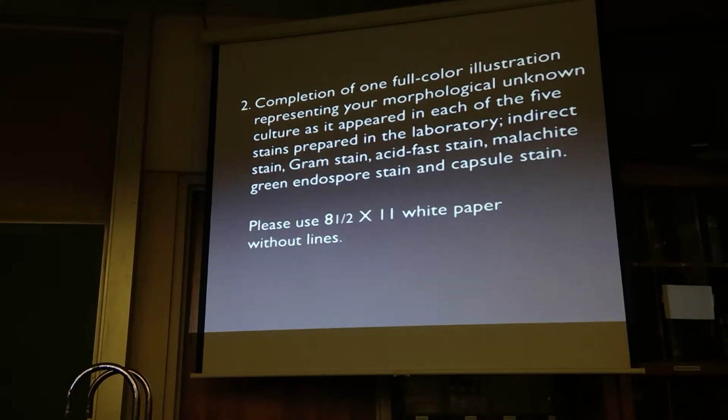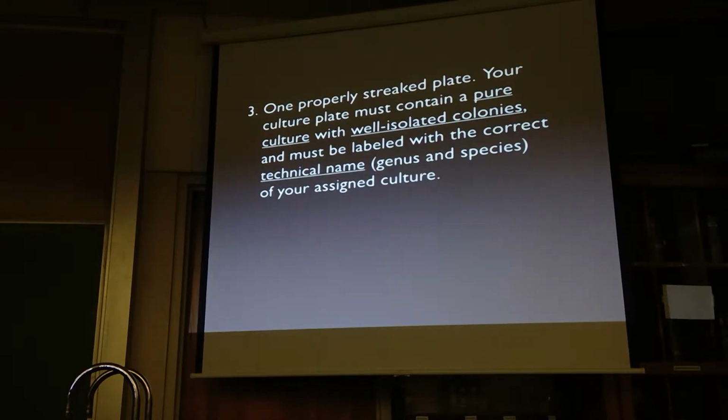Sometimes they make circles to put the images in. You don't have to. I've seen them not with circles. But you have to have all 5 images on one side, please. And you're going to turn in 1 properly streaked plate. So look at your morphological unknown plates. We've had them open a lot because you've been taking samples out to do things. So if they have been contaminated, restreak.